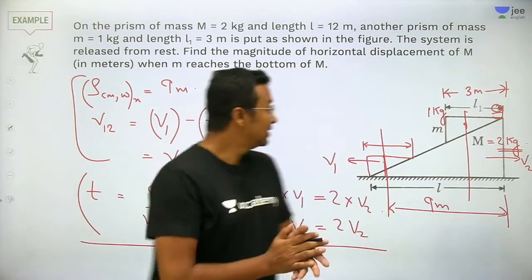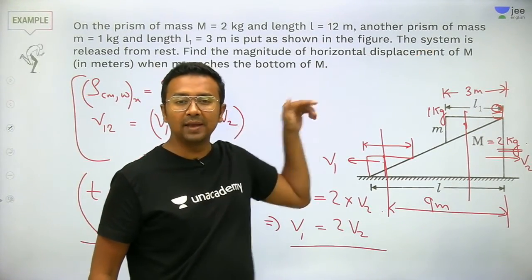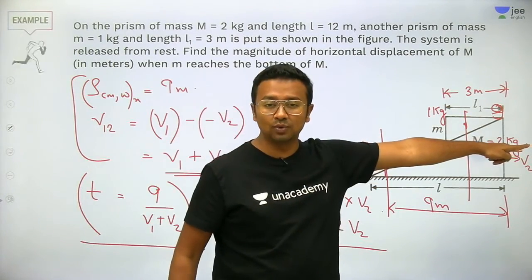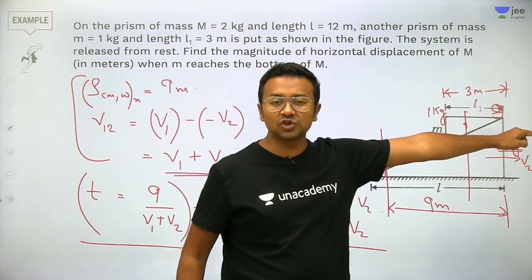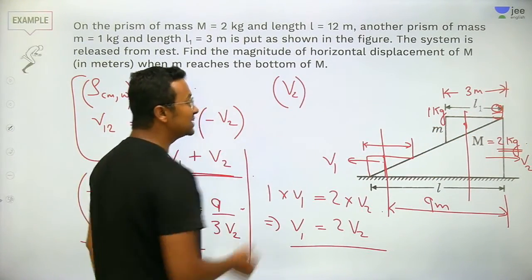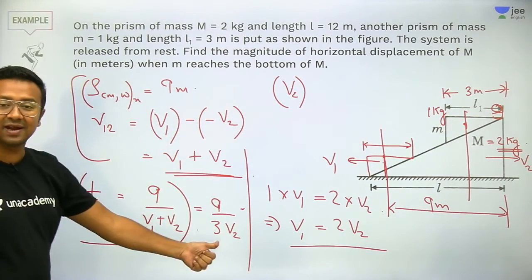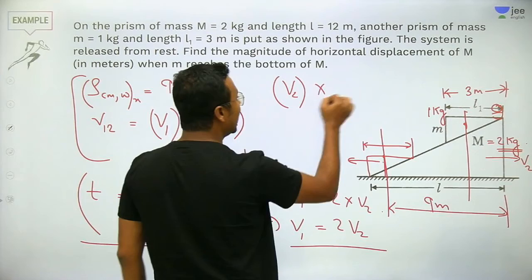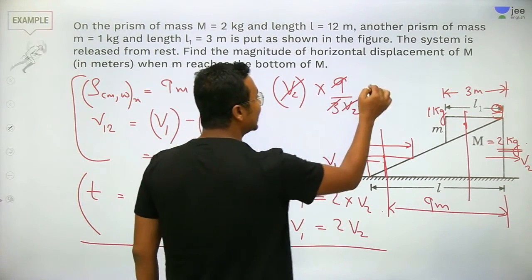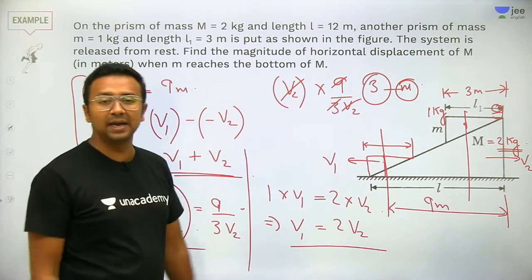Is this clear? Then what will be the displacement of the bigger block? The bigger block along the x direction is moving with a velocity how much? v2. And how much time has it taken to come from here to here? The time taken is 9 divided by 3v2. So multiply it by 9 divided by 3v2, v2 will cancel, 9 divided by 3 is 3. So the distance will be equal to 3 meters.